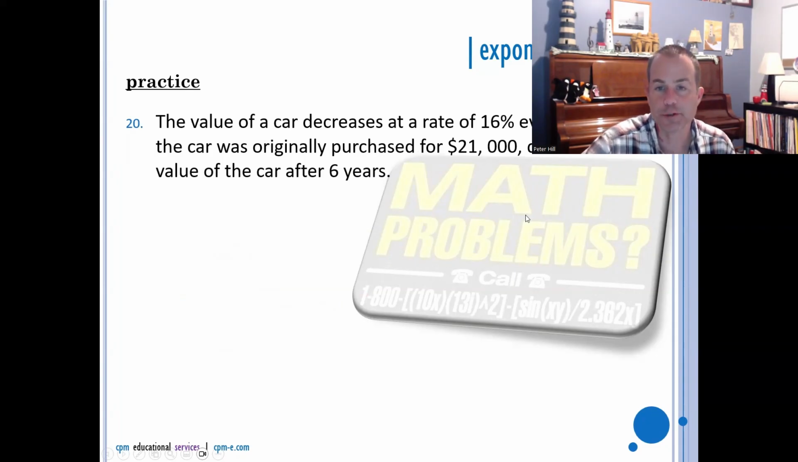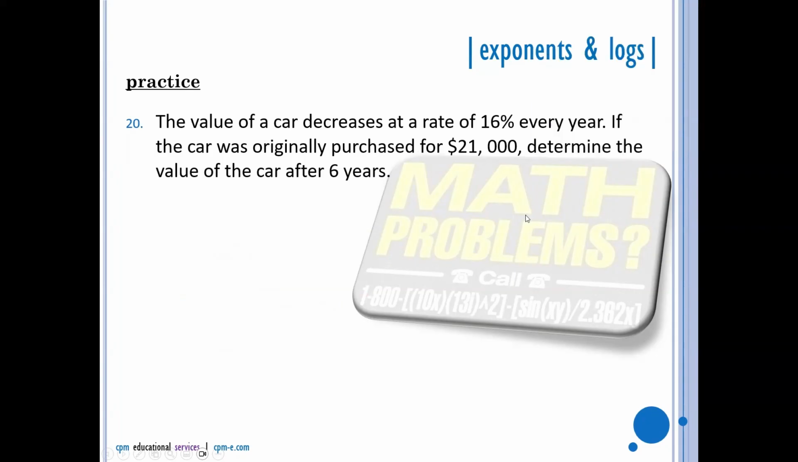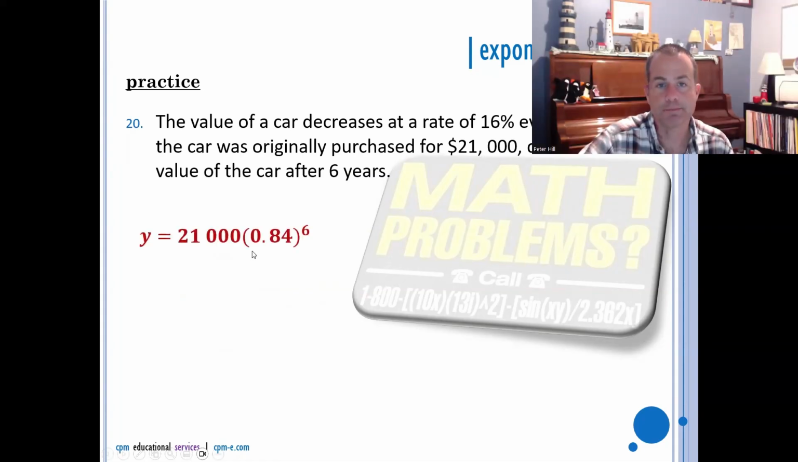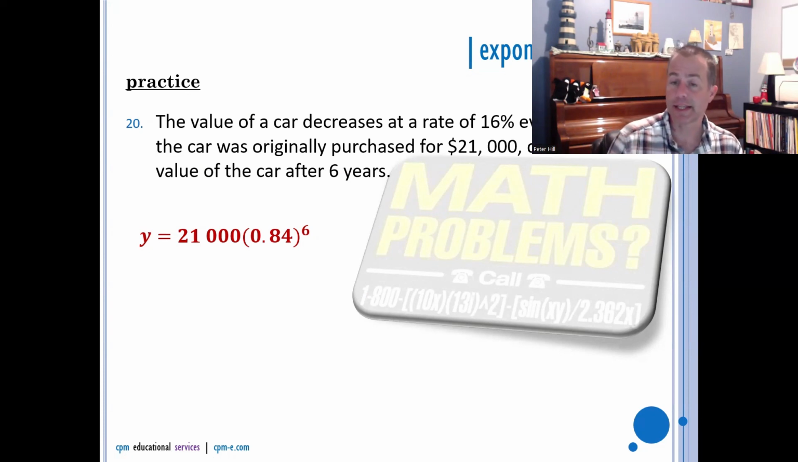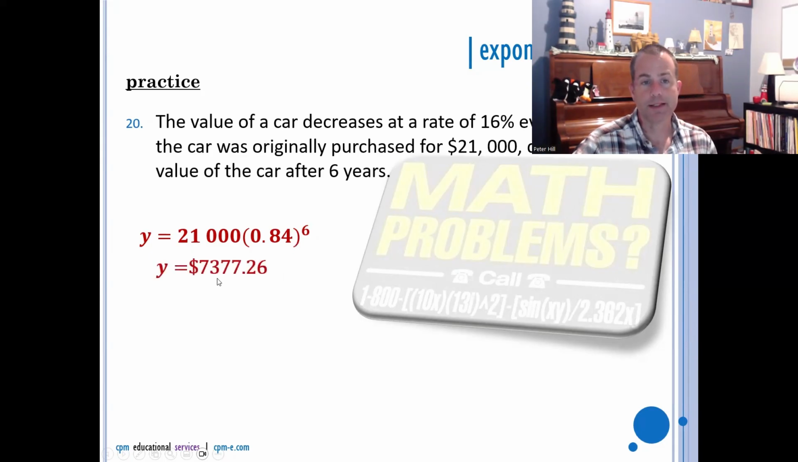Okay, the value of a car decreases at a rate of 16% each year. If the car was originally purchased for 21,000, determine the value of the car after 6 years. Okay. And so that's going to follow the exact same thing. 16% decrease, so I have to go 100 minus 16. That's going to give me 84% for my rate. But then as a decimal, that would be 0.84. Okay, so I got 21,000 times 0.84 to the 6. And that's going to give me 7,377.26. Okay. Awesome, possum.